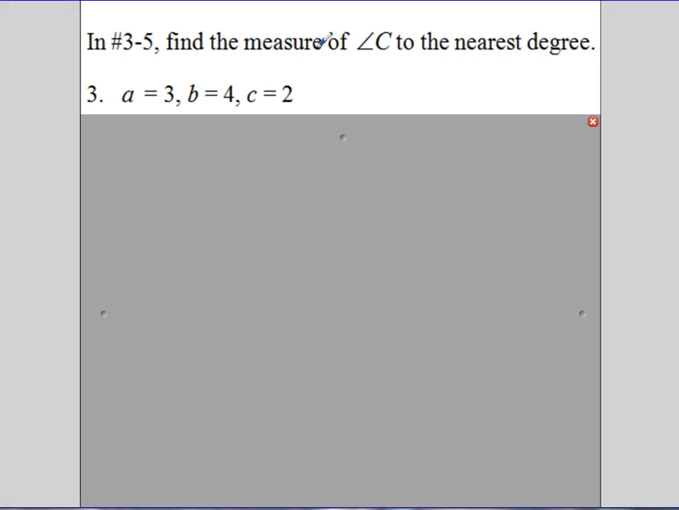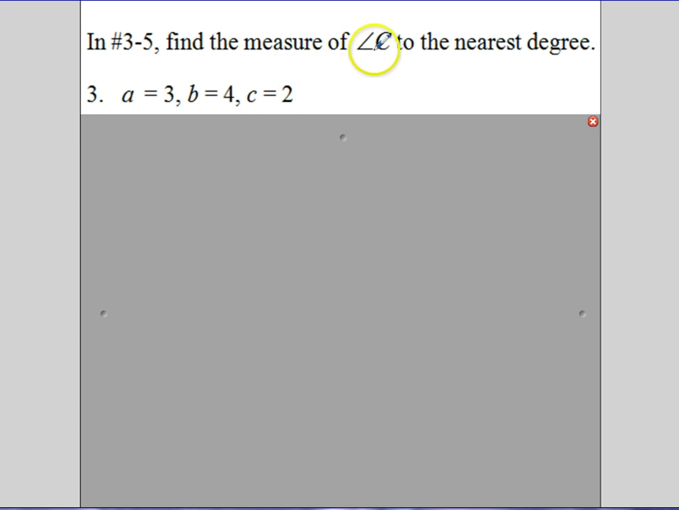In example 3, in fact, in example 3, 4, and 5, the directions are the same. You're going to find the measure of the angle to the nearest degree. I'll walk through number 3 with you, then I'd like you to work out 4 and 5 on your own. I think you'll understand what to do at that point.